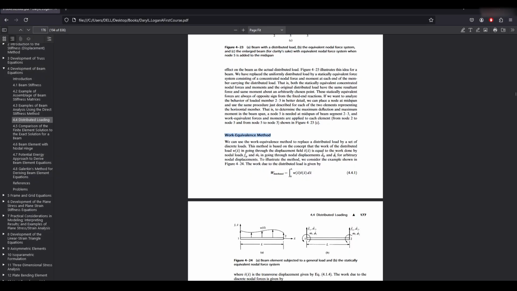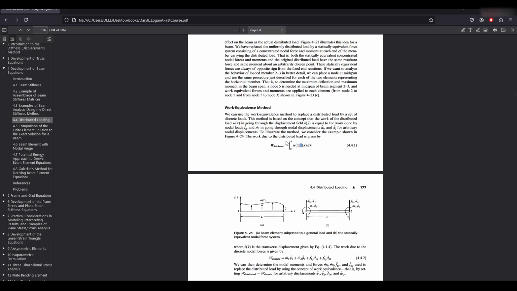The idea behind this is that the work from the equivalent nodal loads on the bar 1, 2 must equal the work of the applied load on the bar using its displacement field. That's what it means. Now the displacement field can be substituted by the shape functions. You will see me integrating a multiplication between the load function and the shape function. So that's how we can calculate the equivalent loads.